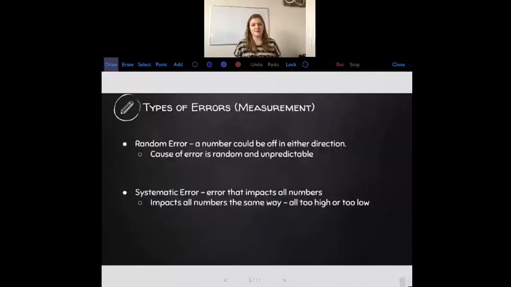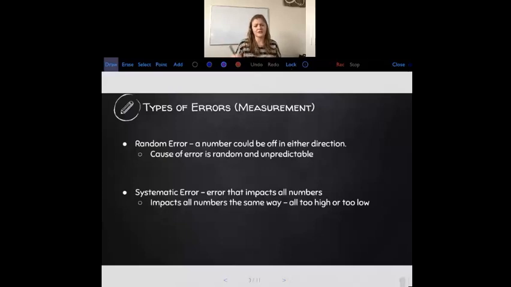So there are two different types of errors that can occur in measurement. The first type is a random error, where a certain number or measurement can be off in either direction, and because it's a random error, the cause could be unknown or is inherently unpredictable. A systematic error is an error that impacts all numbers the same way. So that means that all numbers could be too high or too low.